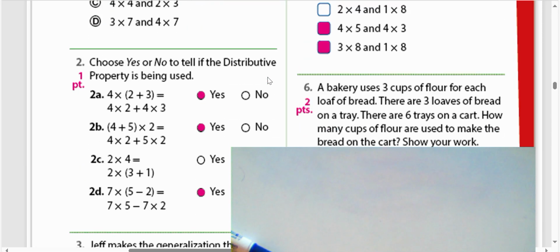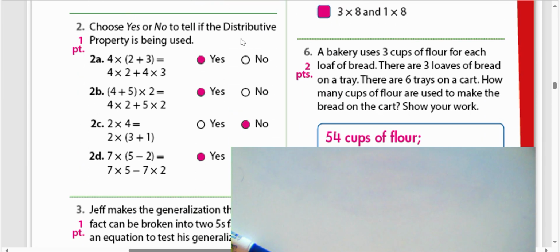Next question. Choose yes or no to tell if the distributive property is being used. 4 times 2 plus 3, we know 4 times 2 plus 4 times 3, using distributive properties. Here 4 plus 5 times 2, 4 times 2 plus 5 times 2. Also 2 times 4 equals 2 times 3 plus 1, because 3 plus 1 equals 4. Yes, this example, 2 times 4 equals 2 times 3 plus 1, asked about distributive properties. No, it's distributive properties because he distributes the product to the brackets.